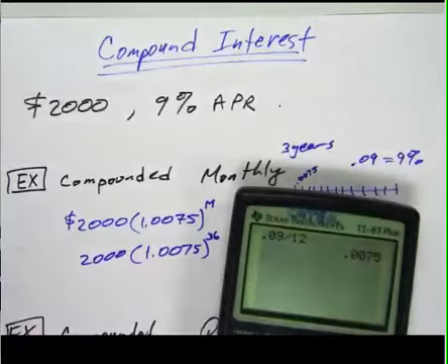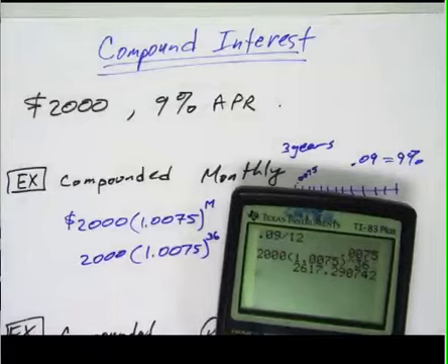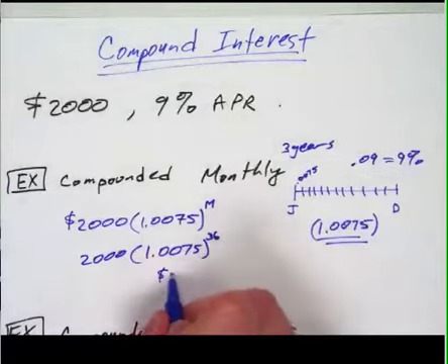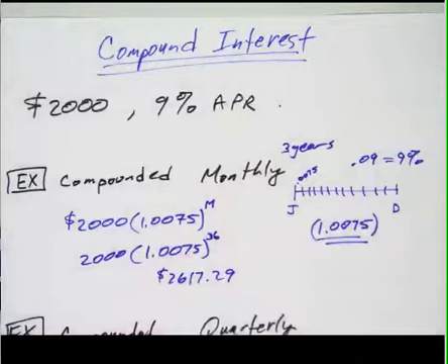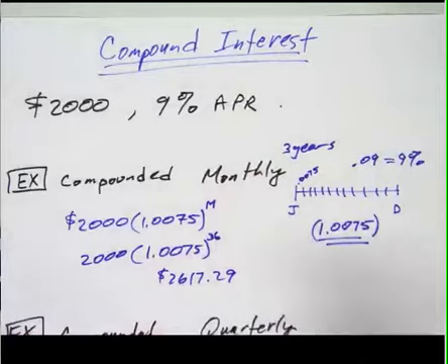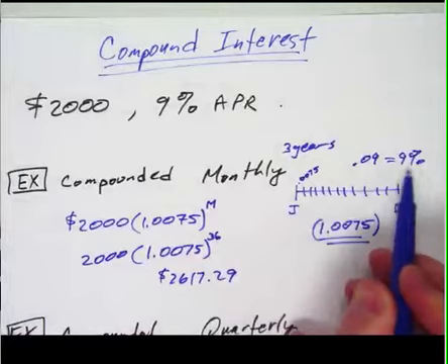So when I do it this way, 2,000 times 1.0075 raised to the 36th power, I get $2,617.29. So 17 and 29 cents is my total. Now that is kind of the visual way to do it. If you think about each hash marker, each month I'm going to get that repayment of that 9% interest.